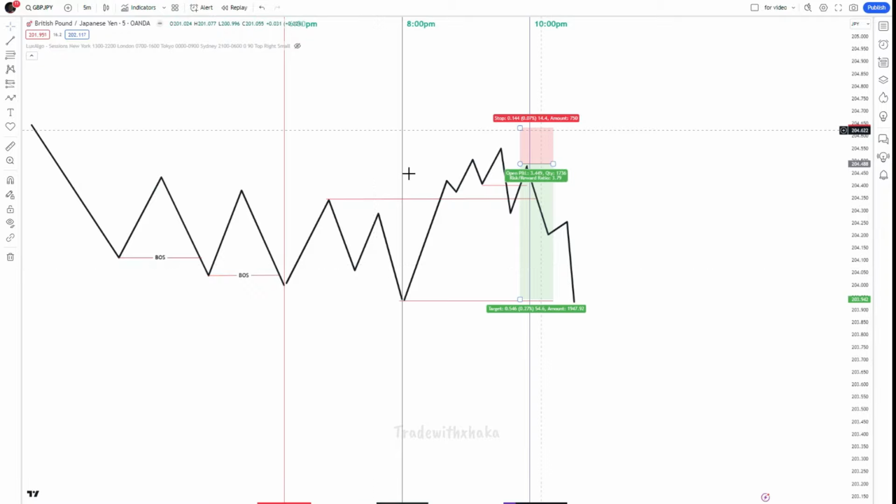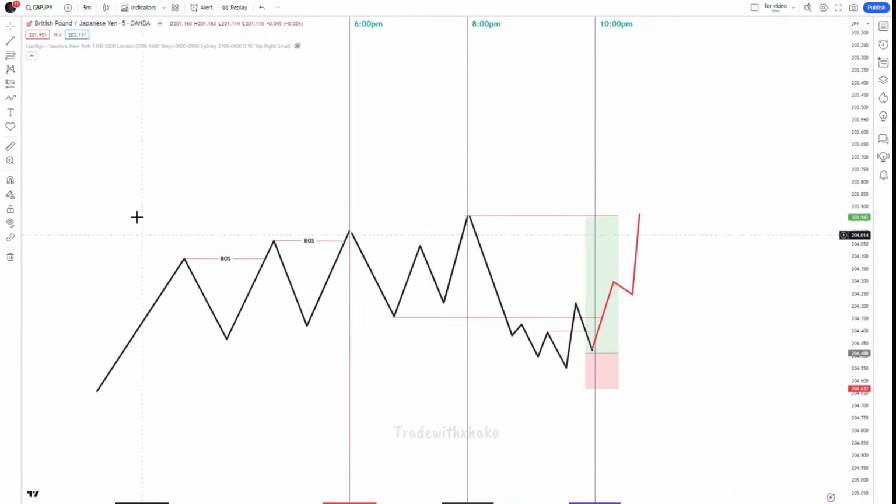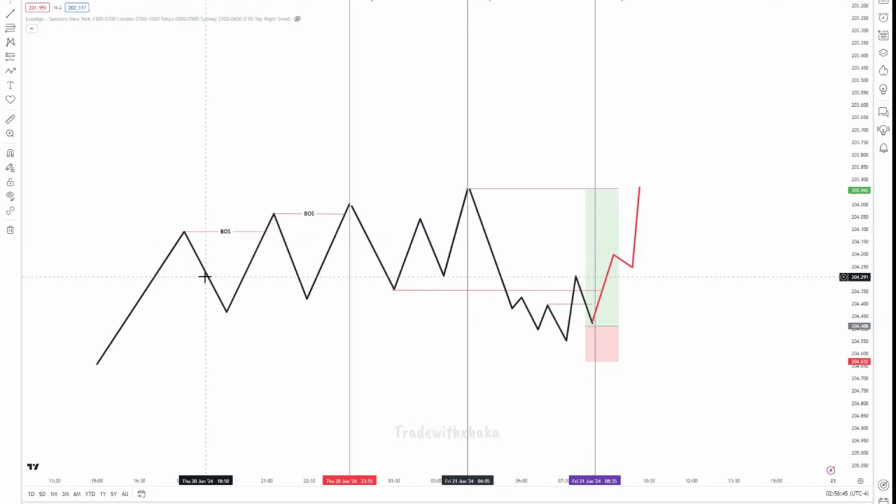So this is what we'll be looking for. The same thing is applicable if you are in an uptrend. Let's assume you zoom in on the chart and you see the market moving up from low to high, from high to low, and the break of a structure. It tells you that the market is in an uptrend.